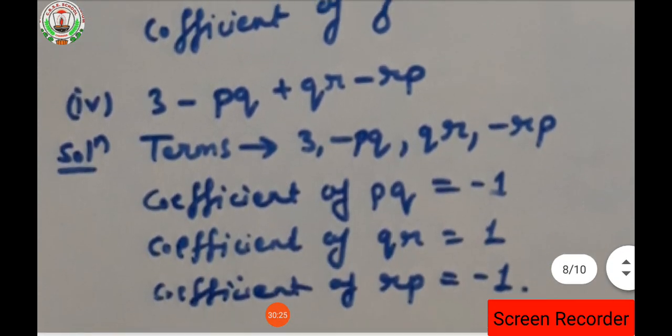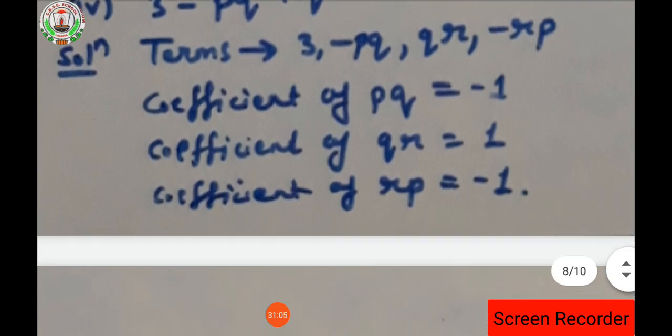Similarly, for the fourth part of the first question, 3 minus pq plus qr minus rp. So how many terms are there? 3 comma minus pq comma plus qr comma minus rp. So these are the 4 terms. So what is the coefficient of 3? Coefficient of 3 will be 3. Here I didn't write it, but you have to write it. Then the coefficient of pq is minus 1, the coefficient of qr is 1, and the coefficient of rp is minus 1.